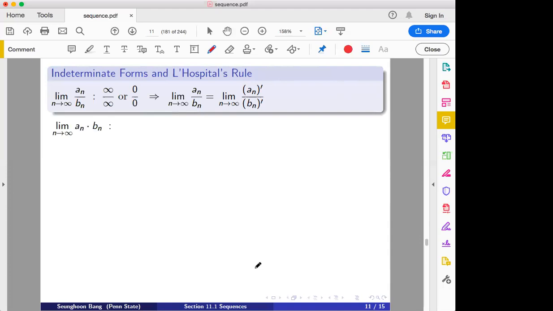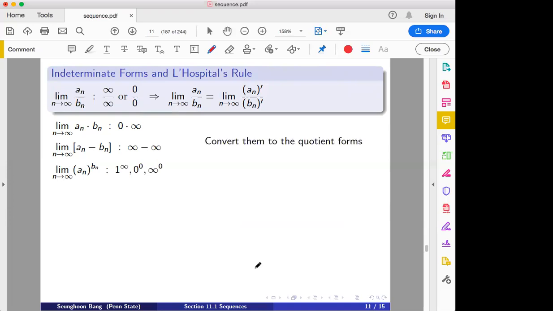The limit of a_n times b_n is a 0 times infinity form. The limit of a_n minus b_n is infinity minus infinity. The limit of a_n to the power b_n is 1 to infinity, 0 to 0, or infinity to the 0. Convert them to quotient forms and use L'Hopital's rule. This is the whole idea for solving this kind of problem. L'Hopital's rule, section 6.8, is very useful for checking whether a sequence is convergent or divergent.